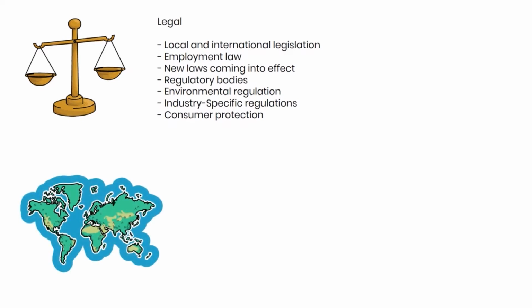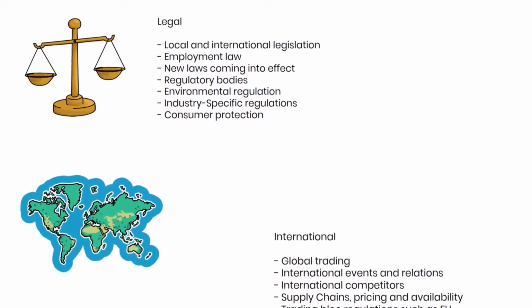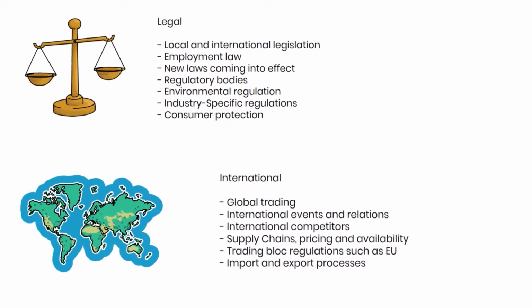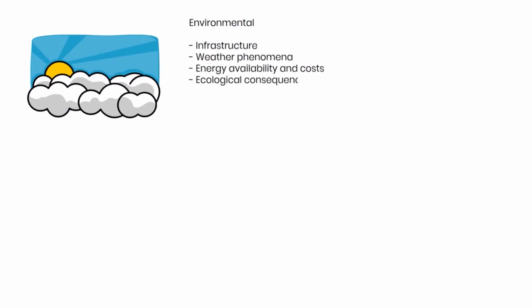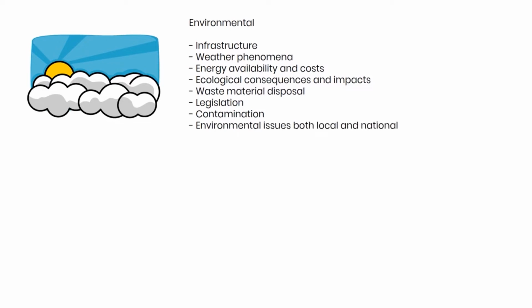Under international, things such as global trading, international events and relations, international competitors, supply chains and how they impact pricing and availability, trading blocks and regulations such as the EU, and import and export processes. In the environmental domain, items such as infrastructure, weather phenomena, energy availability and costs, ecological consequences and impacts, waste material disposal, legislation, contamination, environmental issues both local and national are things to consider.